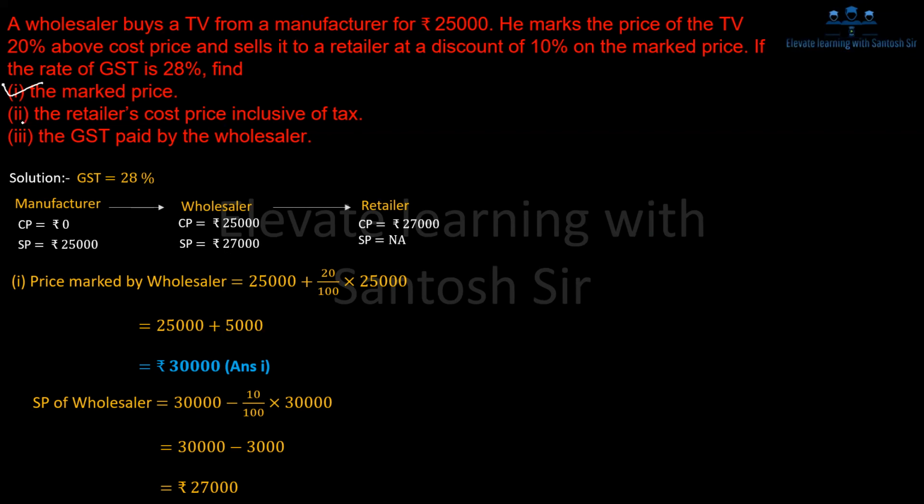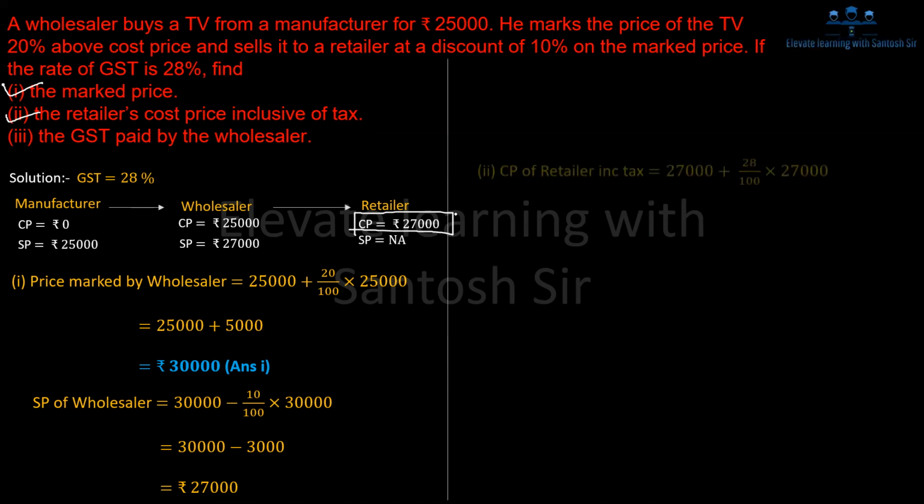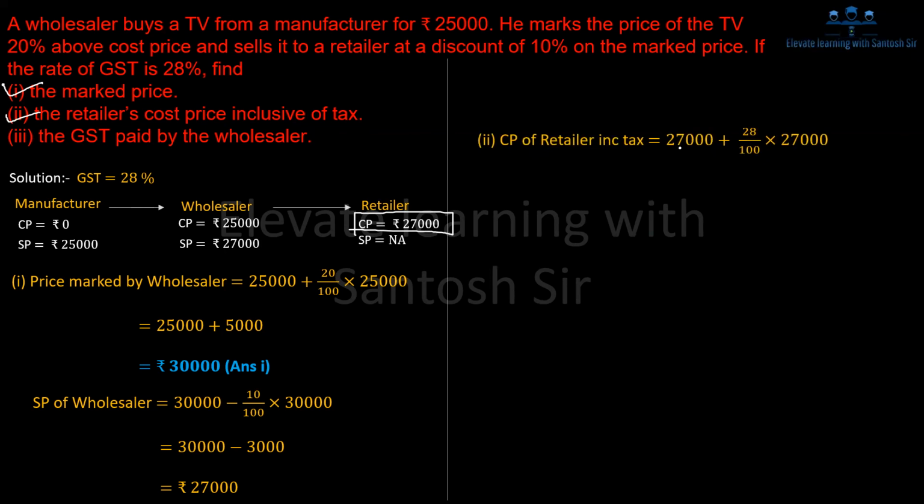Now let us come to the second sub question. Retailer's cost price inclusive of tax. Now cost price of retailer is 27,000, but inclusive of tax means 27,000 plus 28% of 27,000, which is nothing but 27,756. And the last sub question asks the GST paid by wholesaler.